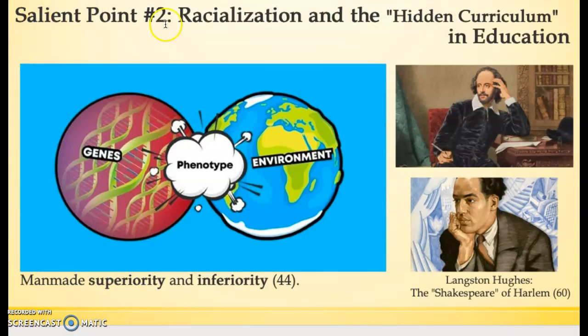Salient point number 2, I'll be talking about racialization and the hidden curriculum in education. So what do I mean by racialization? I'll get that right next time. Well, racialization means that race has been used as a tool to keep certain people the dominant and empowered culture.